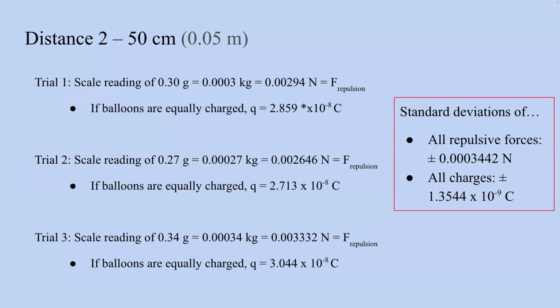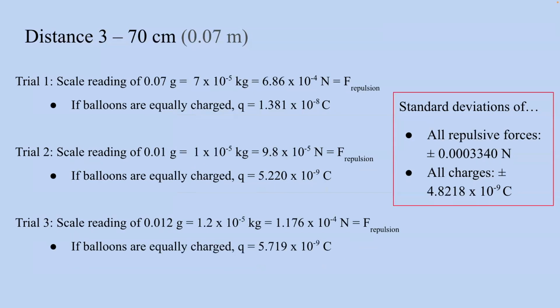Shown here were our calculated repulsive forces and charges for a distance of separation of 0.05 meters. The standard deviation of all the repulsive forces was plus or minus 0.0003442 newtons. And the standard deviations of all the charges was plus or minus 1.3544 times 10 to the negative 9th coulomb. And then for distance 3, it was a distance of 0.07 meters. And the standard deviations of the repulsive forces were plus or minus 0.0003 newtons, and the charges were plus or minus 4.82 times 10 to the negative 9 coulombs.